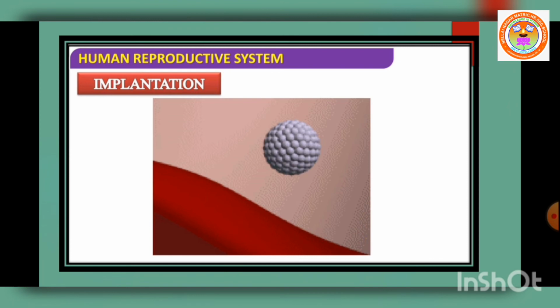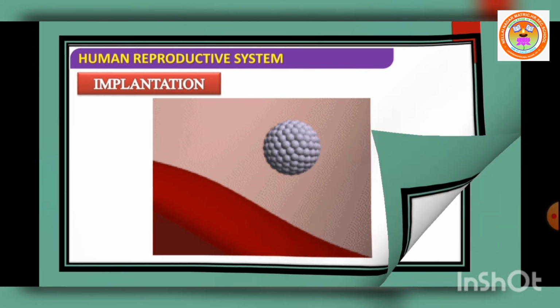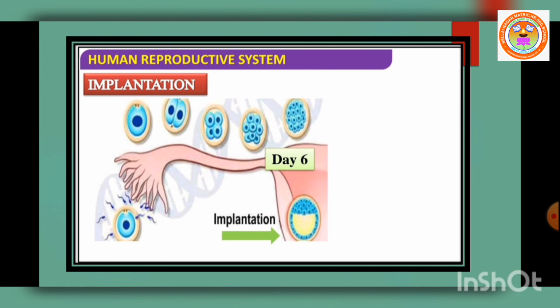So what is implantation? It is a process that occurs after an embryo, that is a fertilized egg, travels down the fallopian tube and burrows deep into the lining of the uterus, where it will remain until delivery. So this is called implantation. If the fertilized ovum is implanted outside the uterus, it results in ectopic pregnancy.